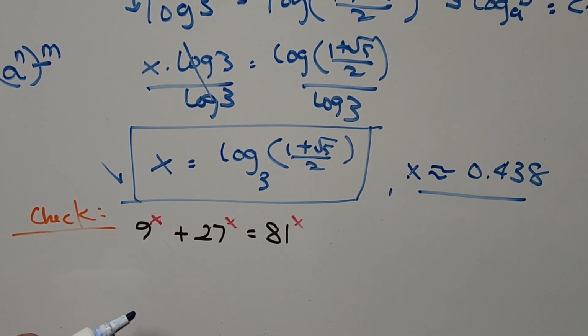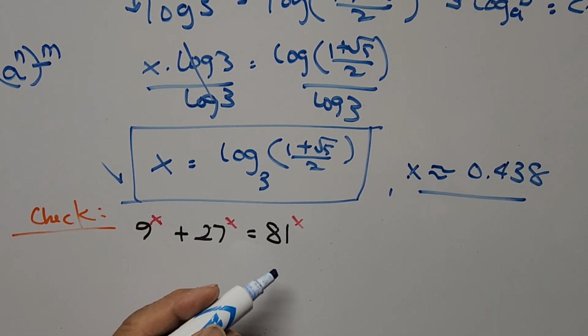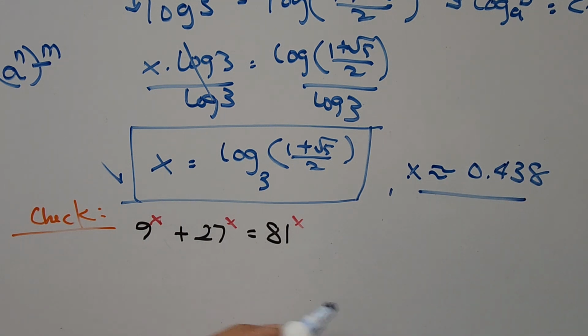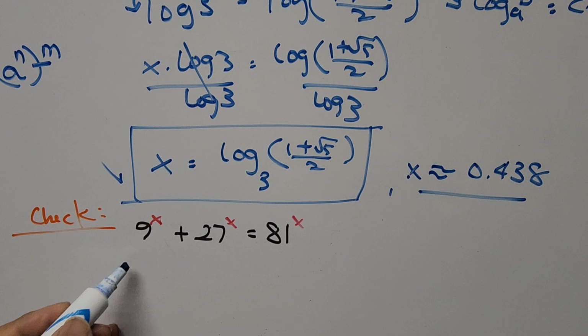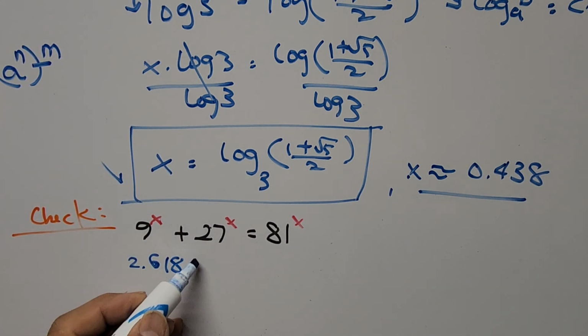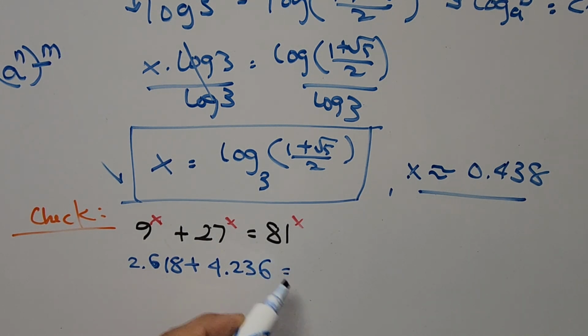To verify our answer, we substitute this value of x into our original equation. Here we have our original equation, 9 to the power of x plus 27 to the power of x equals 81 to the power of x, and we're using the value of x as approximately equal to 0.438. First term on the left, 9 to the power of x, is approximately equal to 2.618. Then plus 27 to the power of x is approximately equal to 4.236. And lastly, 81 to the power of x is approximately equal to 6.853.